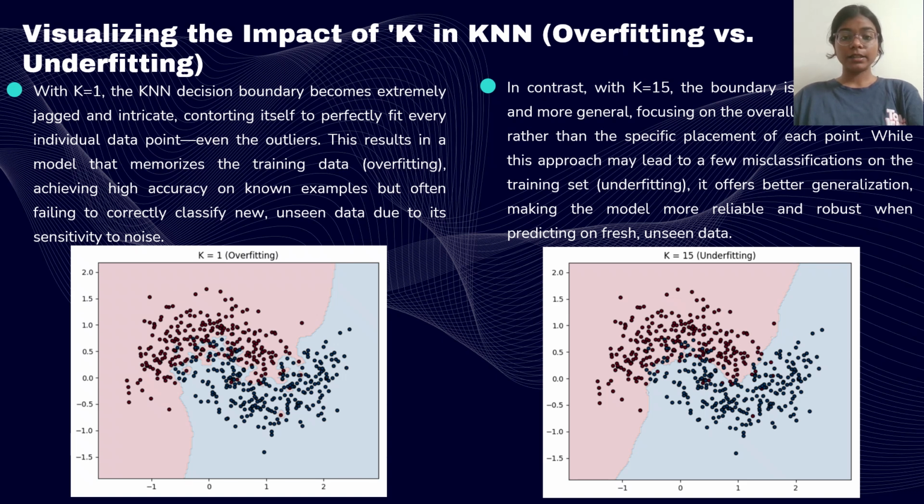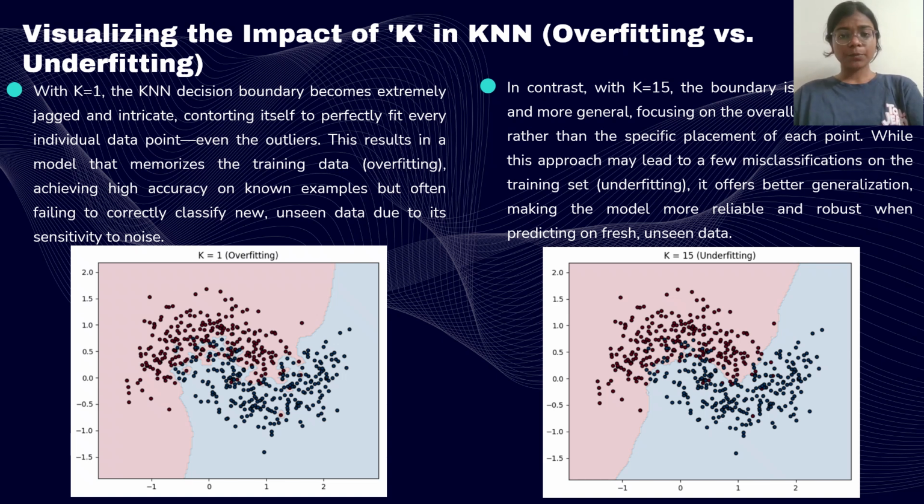This slide is the perfect visual for this exact concept. On the left, we have k equal to 1. Look at that decision boundary. It's incredibly jagged and complex, twisting and turning to perfectly fit every single data point. This is classic overfitting. It might be 100% accurate on the training data, but it will fail to generalize to new unseen data.